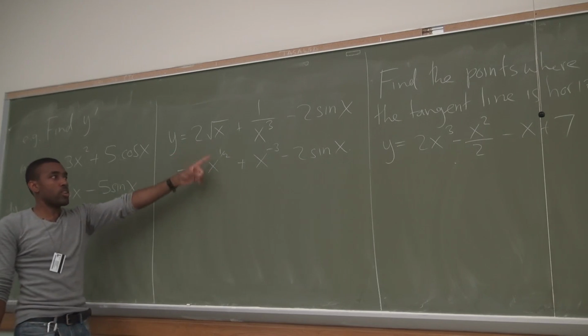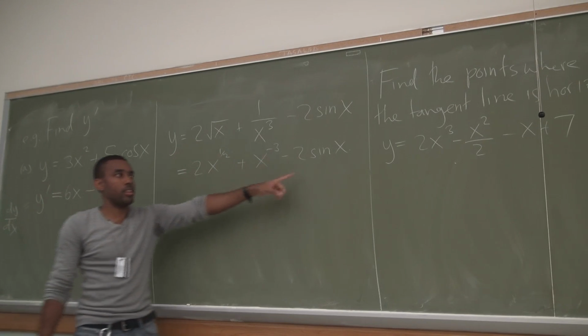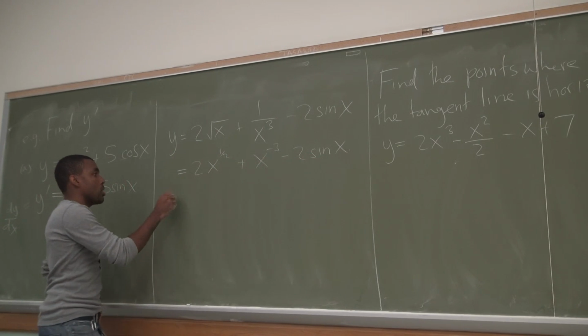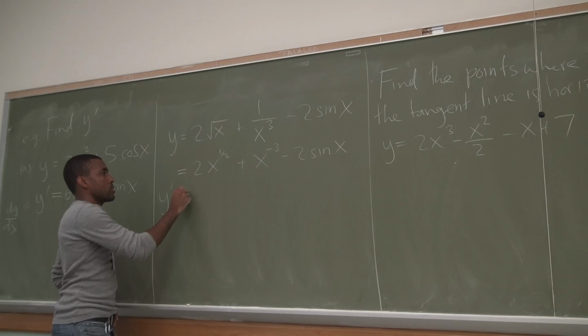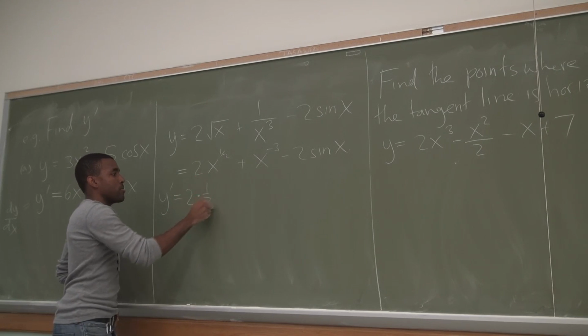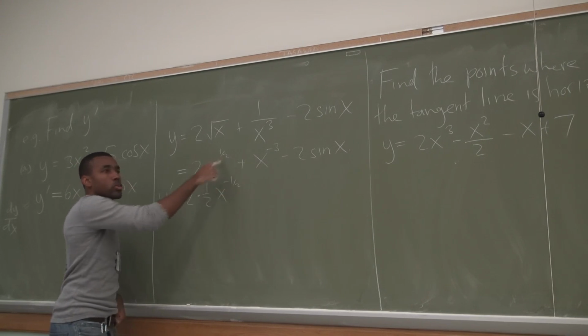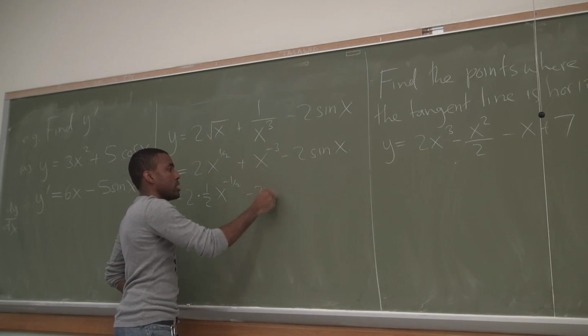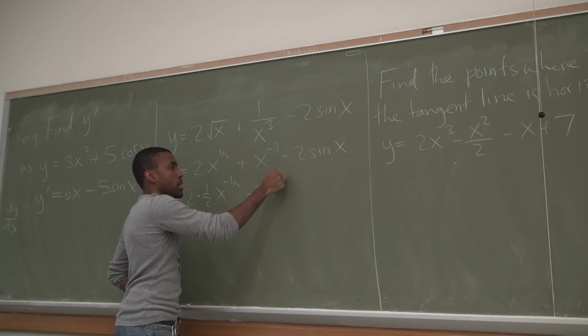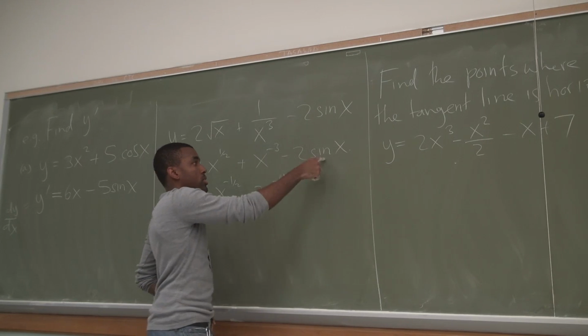So in this case, you have to rewrite it so it looks like x to the n, or sine x. Now, if I take the derivative, what does it say? Bring down the half, and subtract 1 to get minus half. It says bring down the minus 3, subtract 1, so I get minus 4. Your sine is cosine.